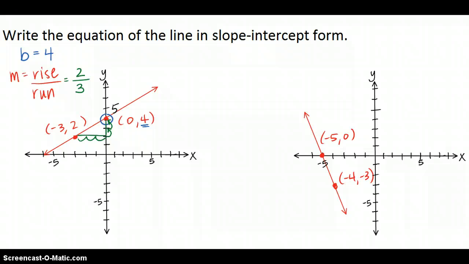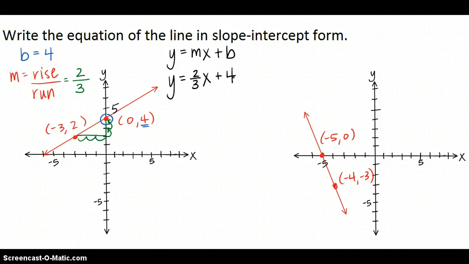Once we have both pieces of our equation that we need, we can write slope-intercept form, which is y equals mx plus b, and then substitute in the 2 values for m and b that we just found. So our final answer in this case would be y equals 2/3 times x plus 4.